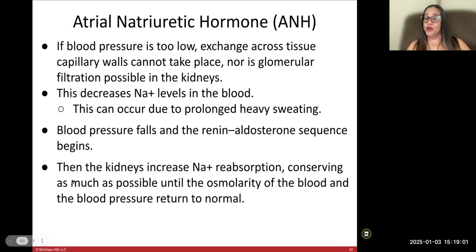If blood pressure is too low, exchange across tissue capillary walls cannot take place, nor is glomerular filtration possible in the kidneys. This decreases sodium levels in the blood, and this can occur due to prolonged heavy sweating if we're working out too hard without having enough salt and electrolytes in our bodies. Blood pressure falls and the renin-aldosterone sequence begins. The kidneys then increase sodium reabsorption, conserving as much as possible until the osmolarity of the blood and the blood pressure return to normal.